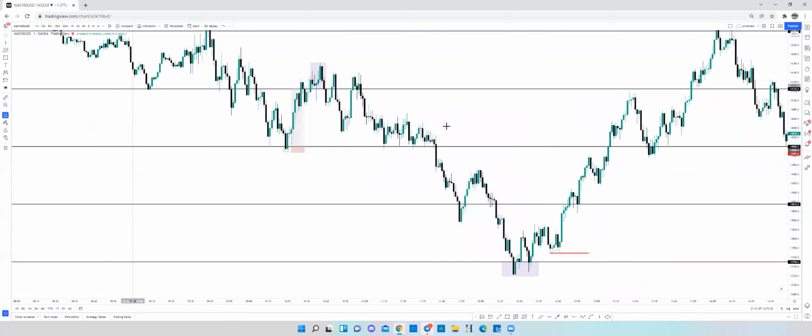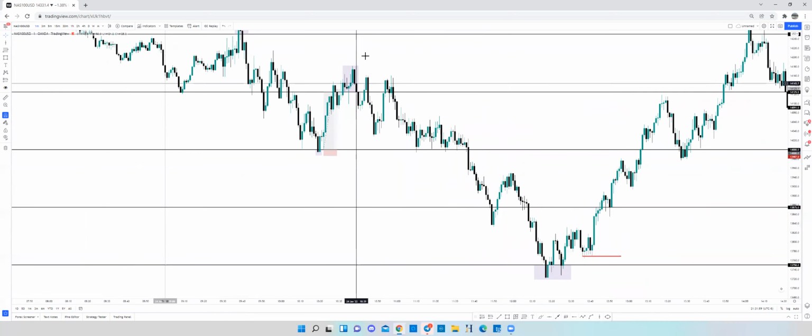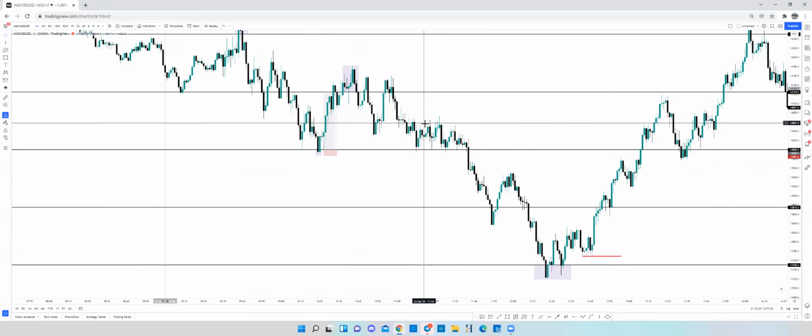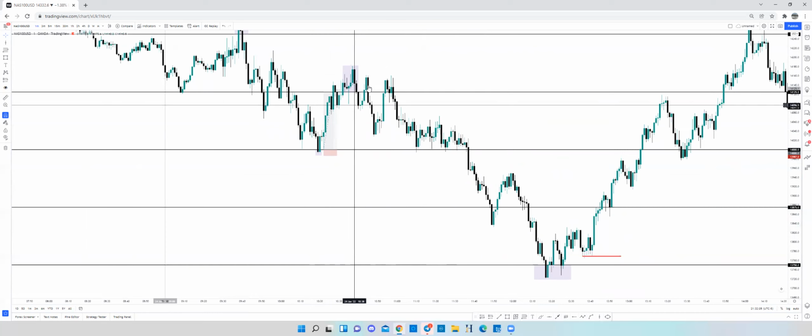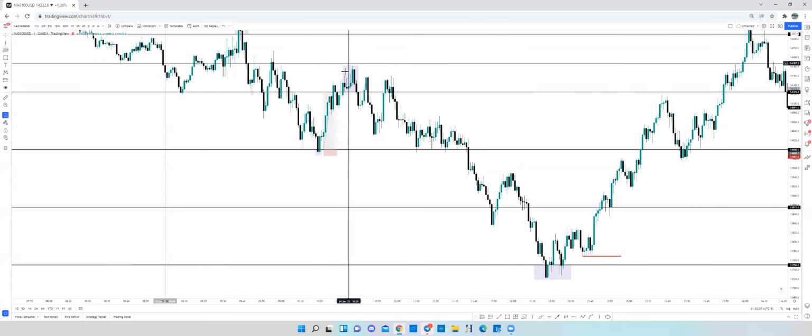So there was the second one. Again, most likely would have missed that one as well. I don't like to sell indices, like I've said multiple times. So that is not an entry that I would potentially be looking for. But just to show you, again, it works every single time.